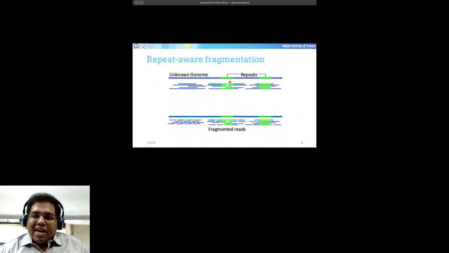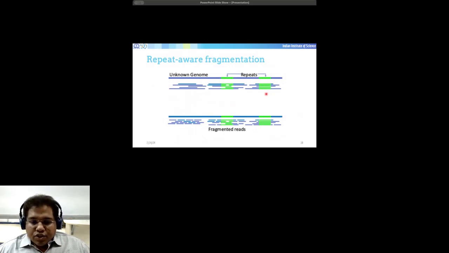So we planned a repeat aware fragmentation procedure where long reads which contain repetitive regions, we will leave them unfragmented as much as possible. So how do we identify these reads which contain these repetitive regions?